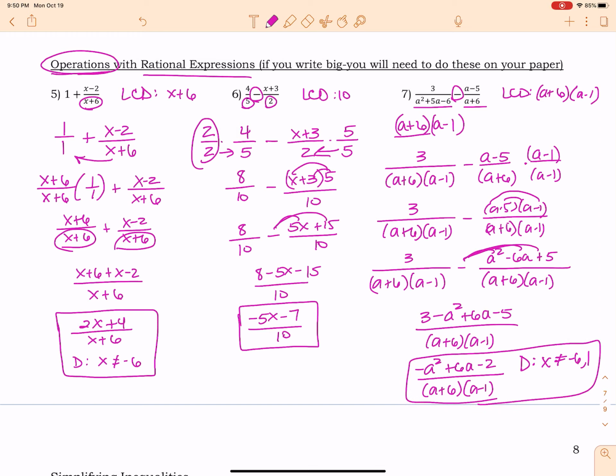Excellent. That's all you have to do with these problems. I know, I say that's all you have to do, but there's no solving or anything. So enjoy rational expressions.